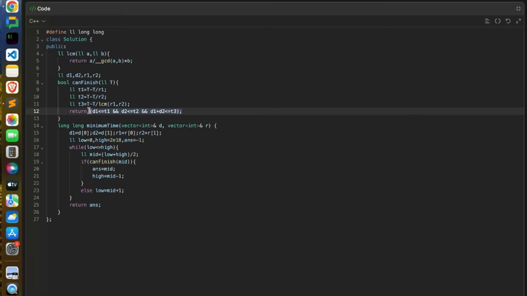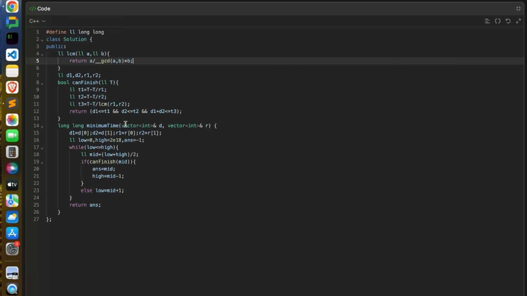So you just have to follow this condition. Your D1 must be less than or equal to T1, because D1 is the number of deliveries that drone 1 has to make, so that must be less than the total available time, right? D2 must be less than or equal to T2, and D1 plus D2 must be less than or equal to T3, right? If these three conditions hold true, it means that both the drones can make the deliveries by the time t. And to find the LCM, I have used the standard formula A divided by GCD of A comma B, into B. So yeah, that's all about the explanation and code.